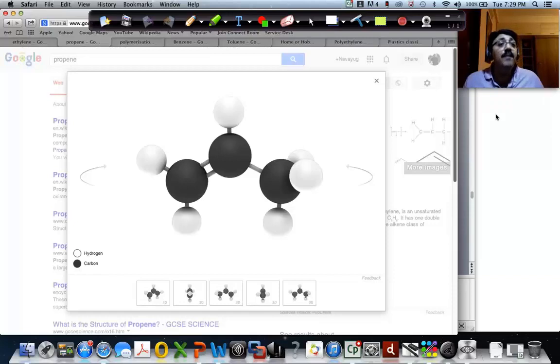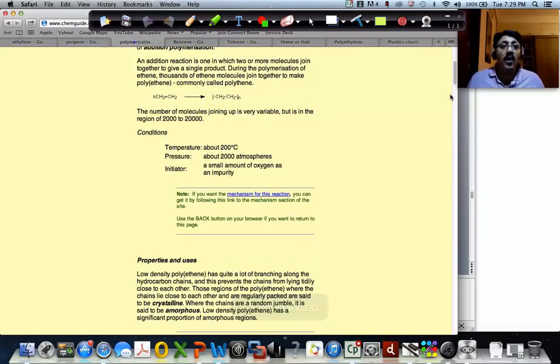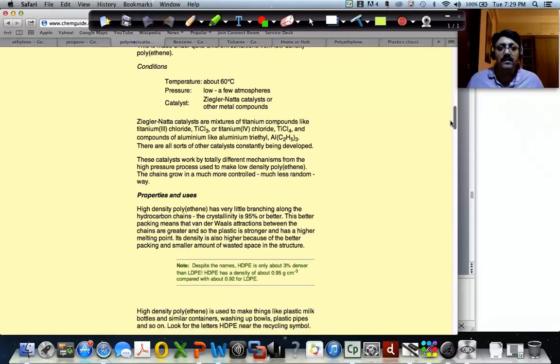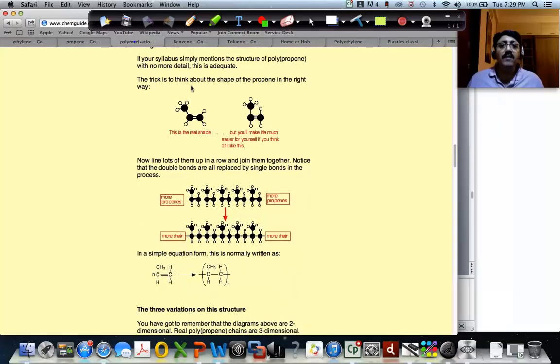Polypropene is what I get if I polymerize this propene. Now how does that look? The polypropene looks like this. So here you have the propene molecule. You saw the three carbon atoms, between two of them there is a double bond, the other one a single bond, and so this is the CH3 part, this is the CH2 part, and this is the CH part. So this is propene.